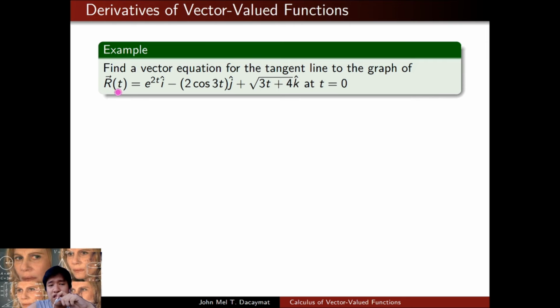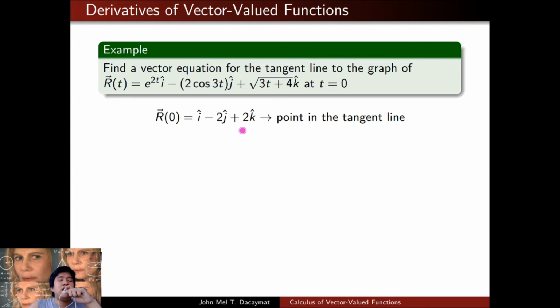So first, kunin natin yung point in your line. Since this is the tangent line at t equals 0, a point in this tangent line is of course r of 0. Replacing all t with 0, you get this. This becomes 1. Ito magiging negative 2 cosine 0, that's negative 2. Ito ay square root of 4, magiging 2. So this is a point in our tangent line.